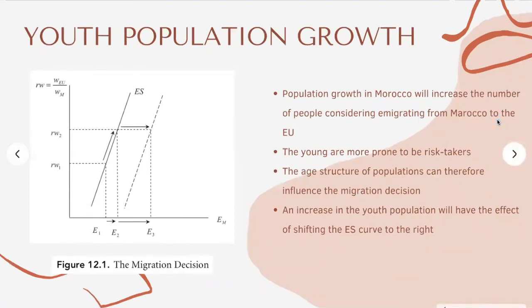Next is youth population growth. Population growth in Morocco will increase the number of individuals who are considering emigrating from Morocco to the EU. The important thing here is growth of the youth population. Youngsters are more prone to be risk takers, and the net benefits of migration can take a long time to accrue to the individual migrant. The young are more likely to have the years ahead of them for net benefits to become positive. The age structure can therefore influence the migration decision. An increase in youth population will have the effect of shifting the ES curve in this figure to the right.